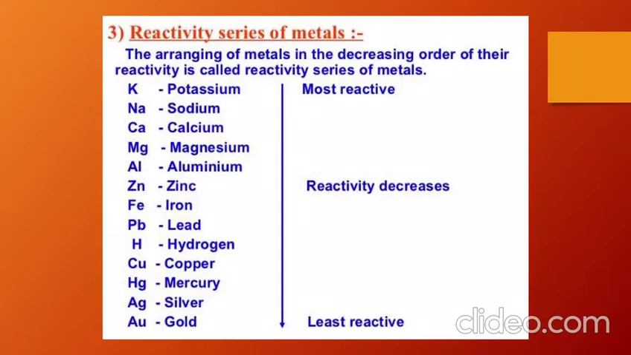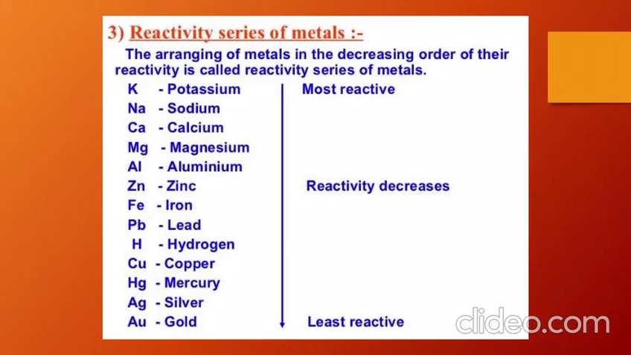So why can we say some metals are more reactive while others are less reactive? Because metals are the elements which can lose electrons and form positive ions. The more easily a metal can lose electrons, the more reactive it is.